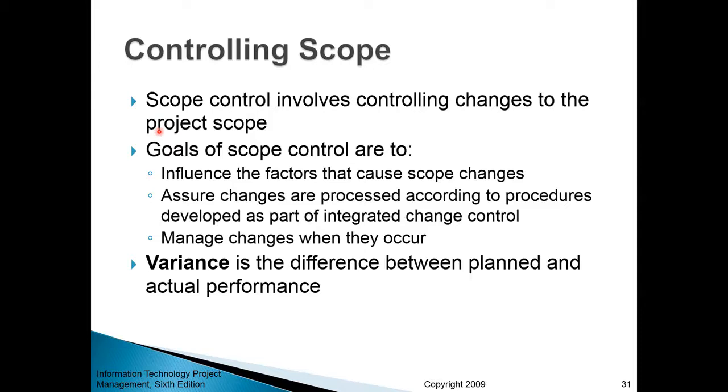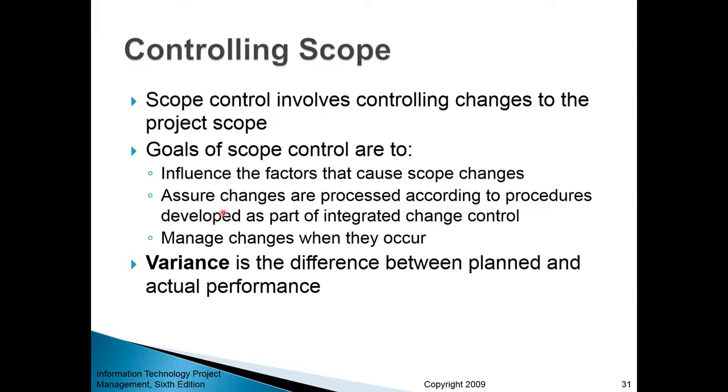So scope control involves controlling changes to the project scope. Some of the goals of scope control are as follows. First of all, influencing the factors that cause scope changes. For example, if you deviate from your original scope, you need to analyze the factors that led to this deviation. Is it because some of your team members lack time? Is it because they lack competence? Is that scope change something that is beneficial, something that will help the project succeed? Or is it something that will actually increase the chances that your project will fail? So you need to analyze and influence those factors that cause scope changes.